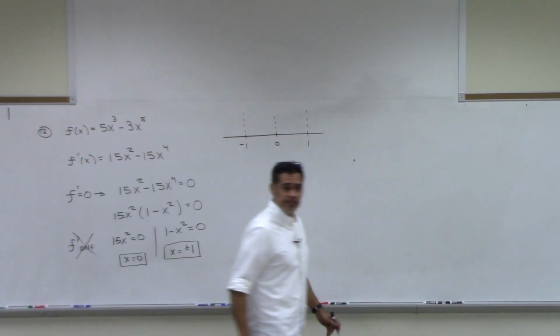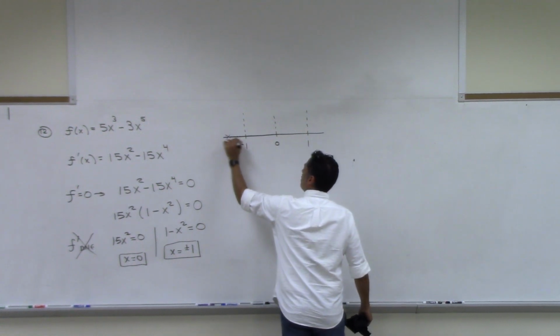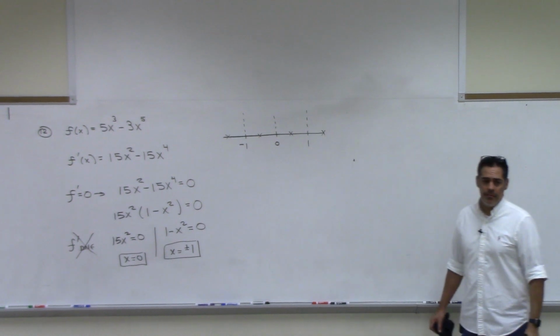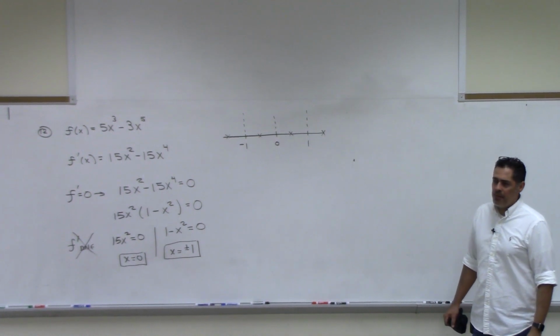Test points. Here, here, here, here. 4 of them, right? 4 of them. And unfortunately, I'm going to have to pick some fractions.